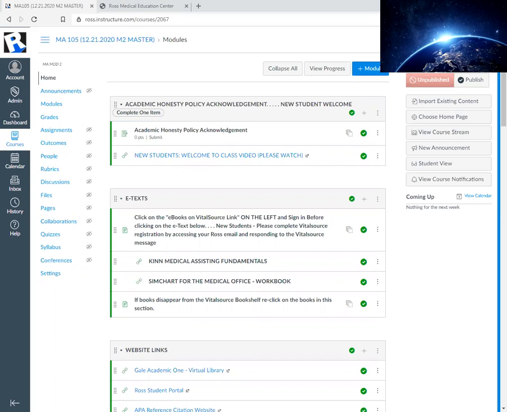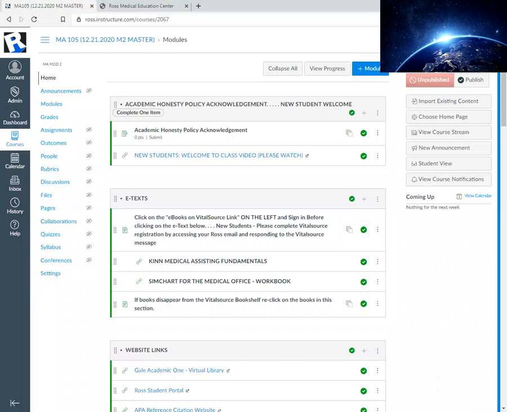MA105 course is our urinalysis course. This is actually a really fun course. It's taught toward the end of the module. So after you've pretty much finished the majority of your Fundamentals of Assisting course, this is the next course that you are going to be focusing on.